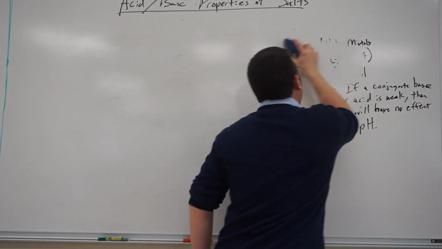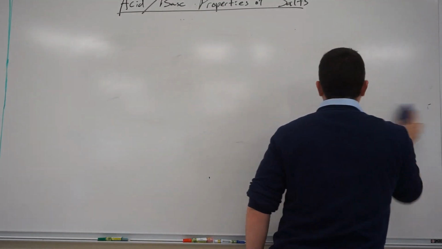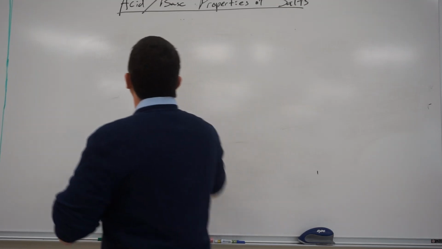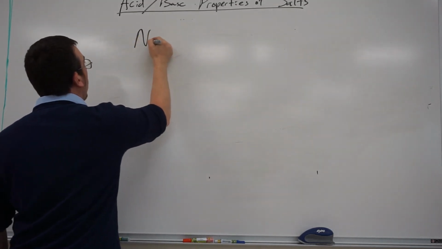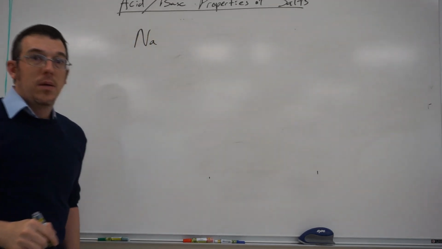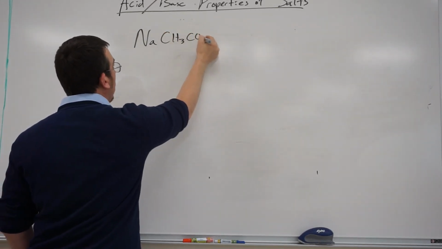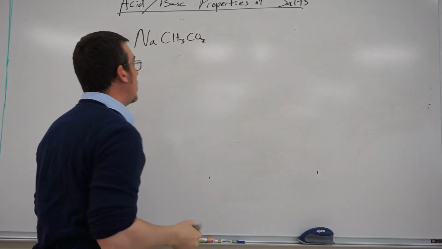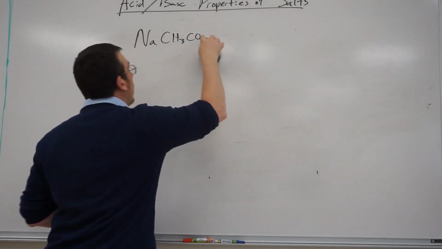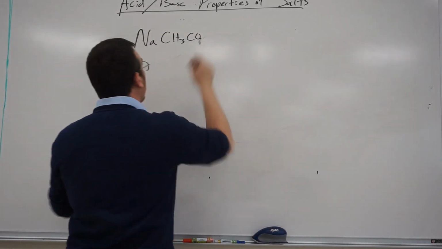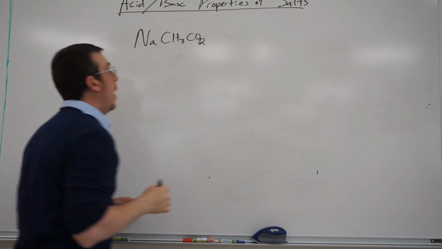Now, what's the formula for sodium acetate? We know the sodium part. What's acetate? If you said CH3CO2, you're right. CH3CO2 is the acetate part of the formula for sodium acetate.